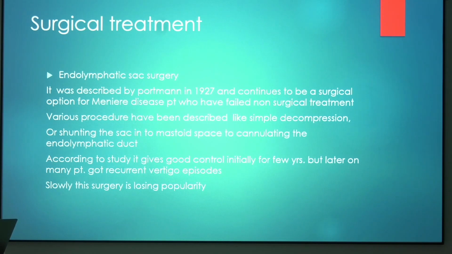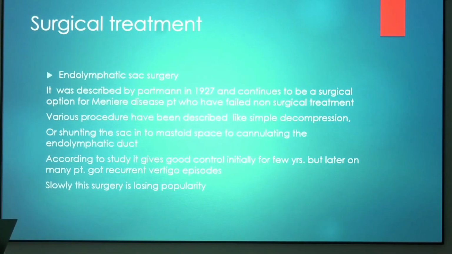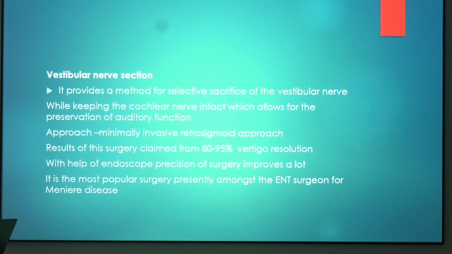Surgical treatment. There are several surgeries. First and foremost, endolymphatic sac surgery was used, started in 1927 by Portmann. Various techniques were described by him, like simple decompression, shunt, and opening the mastoid space to cannulate the duct. But the literature says this surgery gives good results in the initial phase, but later on, after 1 or 2 years, there is a recurrence of the episodes. So now this surgery is losing its popularity.